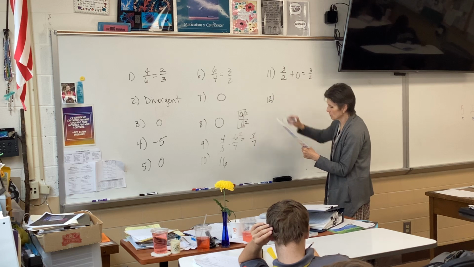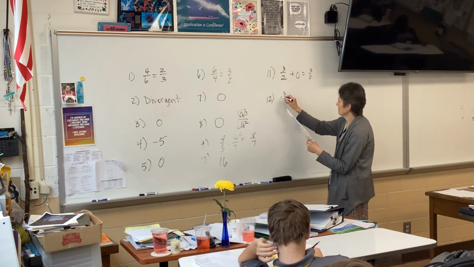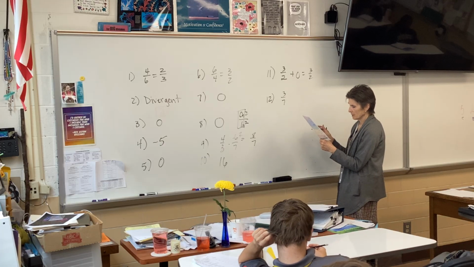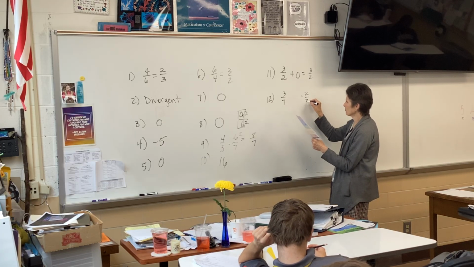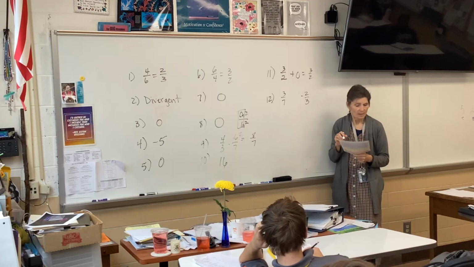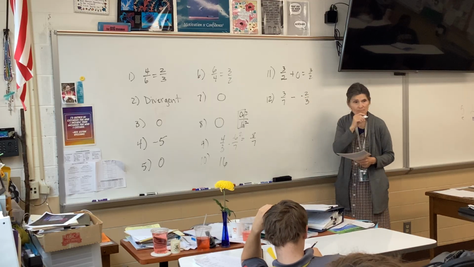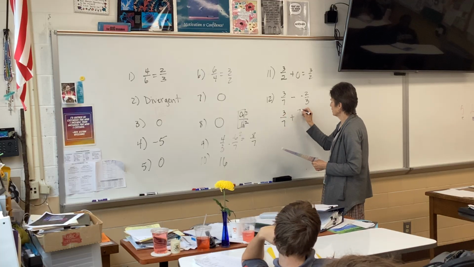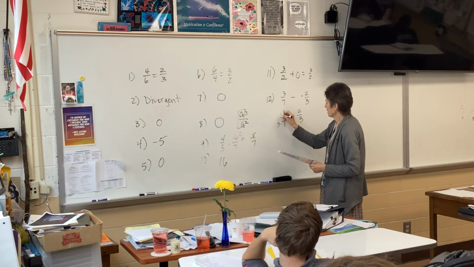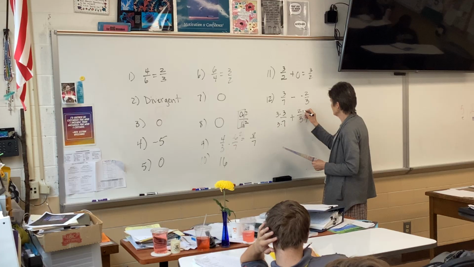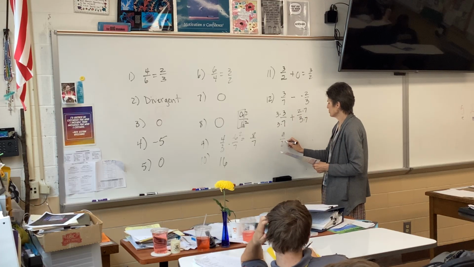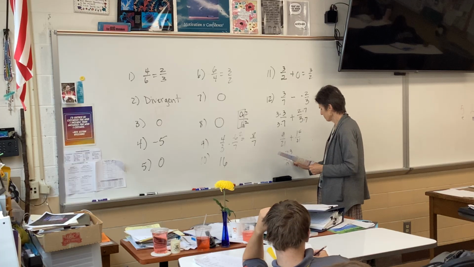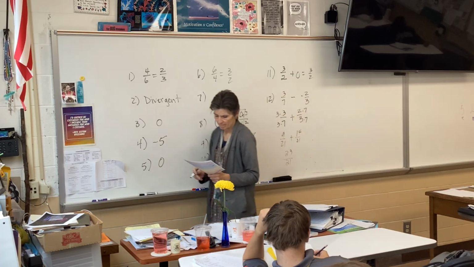What's the limit of the first piece? 3/7. What's the limit of the second piece? -2/3. This time I'm subtracting them. So 3/7 plus 2/3. I'm going to get a common denominator. I got 9/21 and 14/21. Did you get 23/21? Yes.